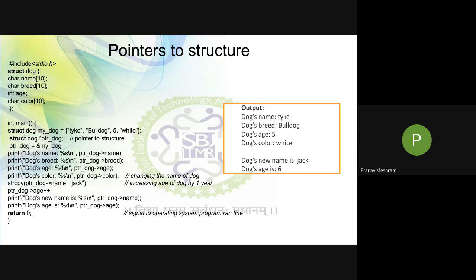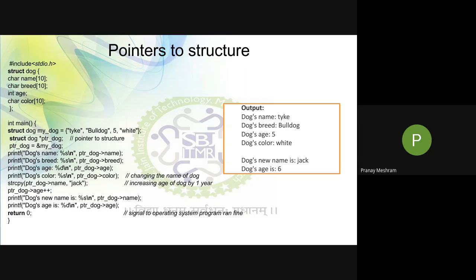Inside the main, you can see that we have created one structure variable whose name is my_dog, and it belongs to the dog structure. We are providing here the four data. First is a name, which is tyke. Second is a breed, bulldog, the age is 5, and the color is white.